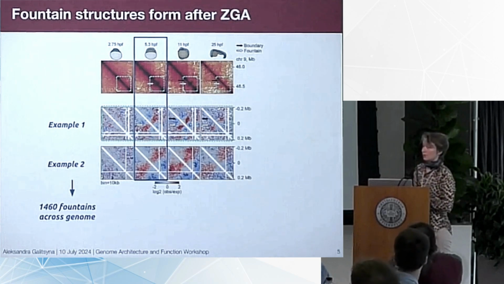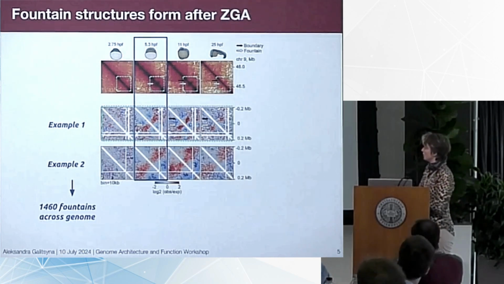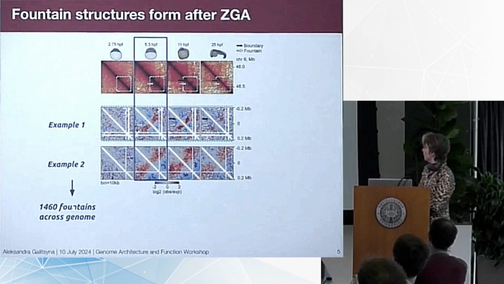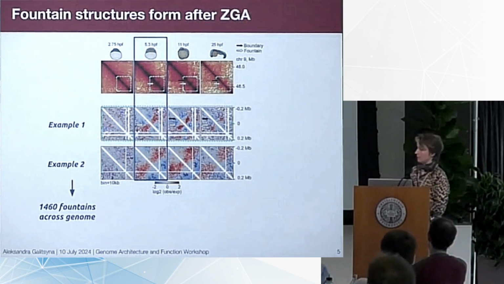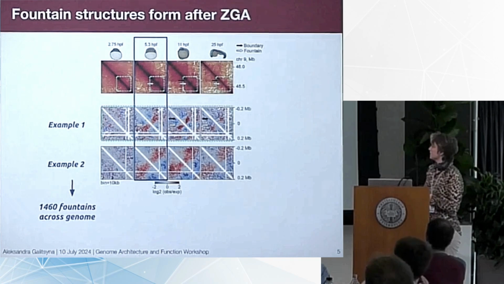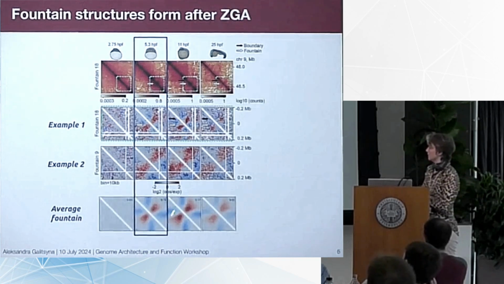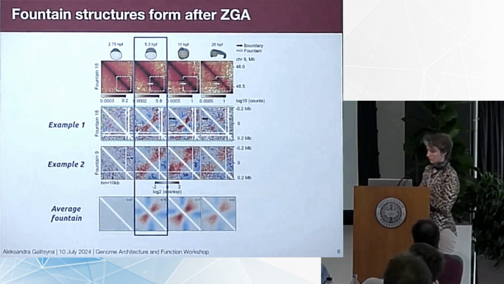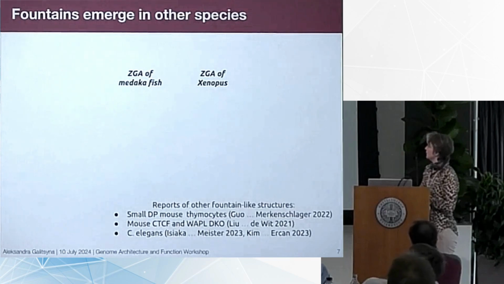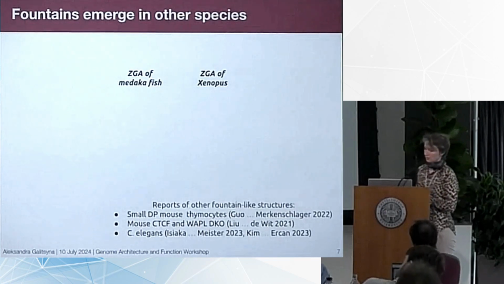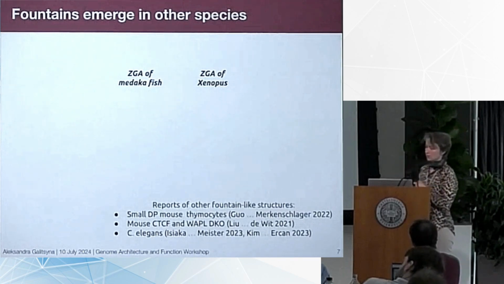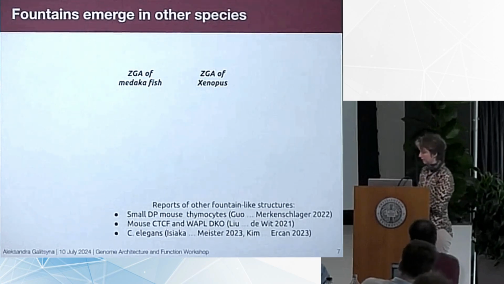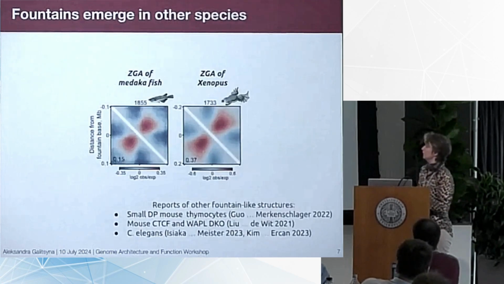And if we create an algorithm for the automatic annotation of these structures, we can find around 1,500 of them. And on average, they indeed form this nice structure. We can call it a hairpin, but we also prefer the name fountain. So in fact, we found these structures not only in zebrafish, but also if we look at the zygotic genome activation of other vertebrate species, like Medaka and Xenopus. For some reason it's not displaying. Yeah, here it goes.